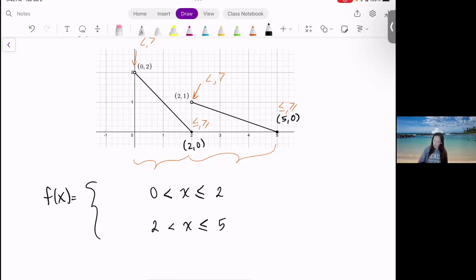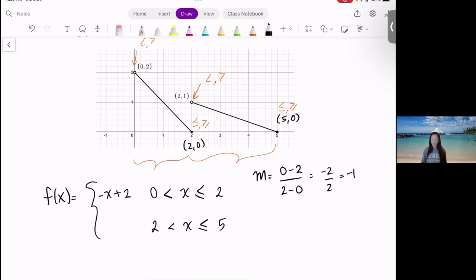If you're not familiar, let's take m equals y2 minus y1 over x2 minus x1. So let's say 0 minus 2 over 2 minus 0. That's -2 over 2 or -1. And the intercept is shown for me at 2. That's the function -x plus 2.